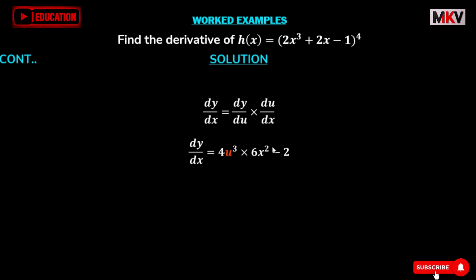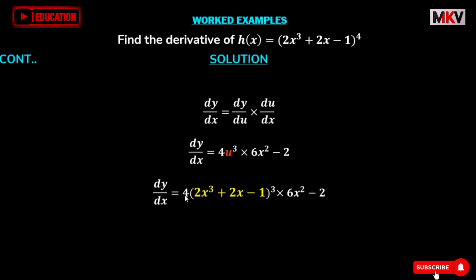But in the equation, we have an odd variable, which is u, meaning we are supposed to replace the u that we did earlier on. We're supposed to substitute that u in here. So therefore, we are doing the substitution. We bring the u, which is 2x cubed plus 2x minus 1, into this equation. We place it back. Then after that, we simplify to get our final answer.